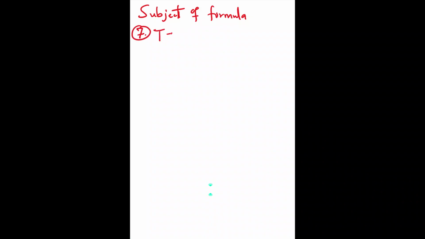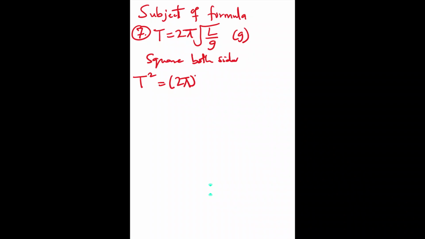So now let's do number 7. T equals 2 pi square root of L over G. So we're going to make G the subject of the formula in this one. This formula is the formula for the simple harmonic motion of a pendulum bulb. So for this one, we are going to square both sides just to be able to set the G free. T squared equals 2 pi squared, and the square is going to take out the square root on L over G.